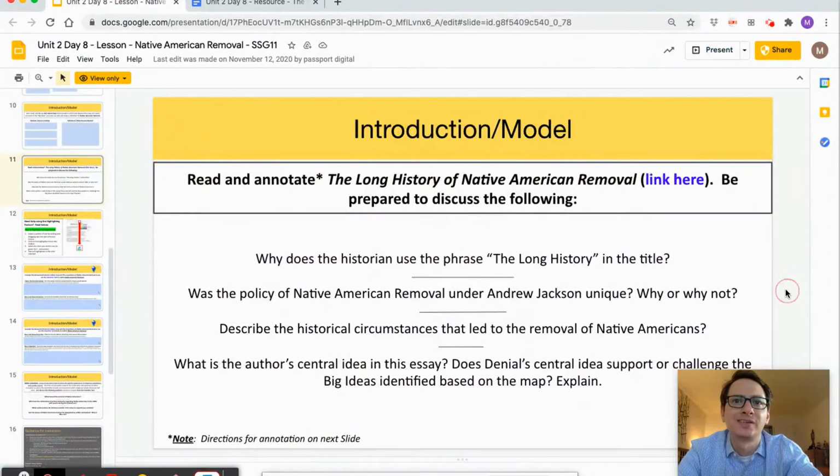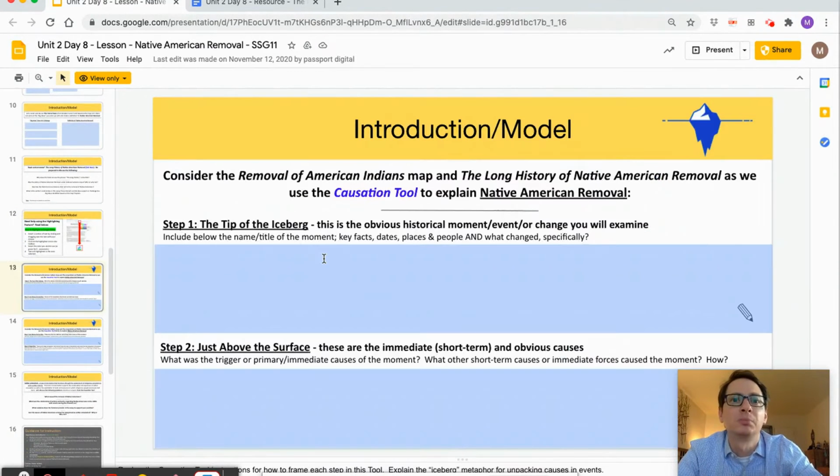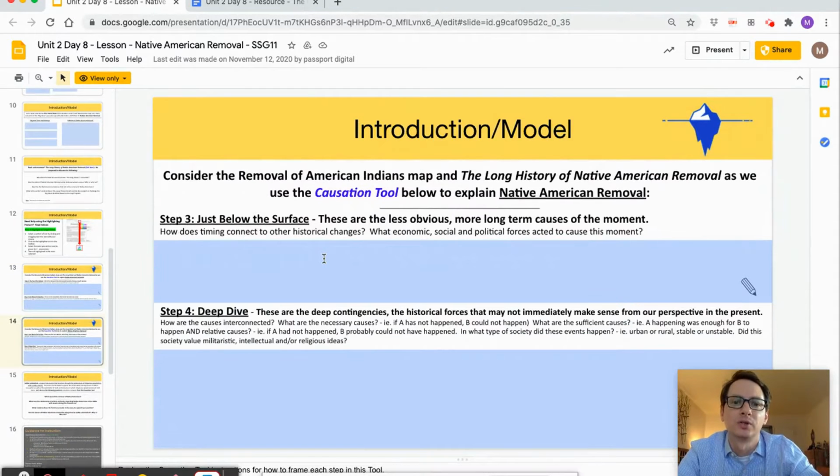Now, I know it doesn't explicitly say it here, but you may want to give them a specific focus for their annotations by instructing them to identify the causes of Native American removal by using different colors for each of the causal classifications that they had been using all unit, like one color for triggers, one color for short-term, and another for long-term causes. Doing so will really support them as they complete the causation tool, which we see here on slide 13 and 14.